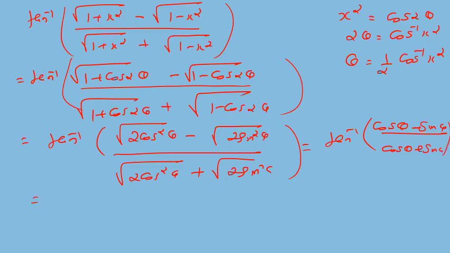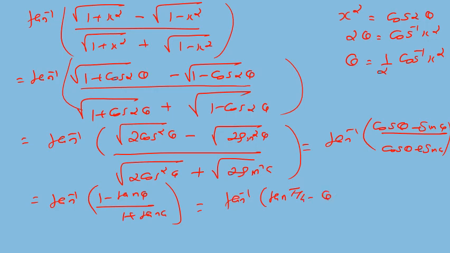So if you are dividing by cos theta, then it is tan inverse 1 minus tan theta by 1 plus tan theta. What is 1 minus tan theta by 1 plus tan theta? Tan inverse tan pi by 4 minus theta. What is tan inverse tan pi by 4 minus theta? Pi by 4 minus theta. What is theta? Pi by 4 minus half cos inverse x squared. This is the answer. Now, next question.